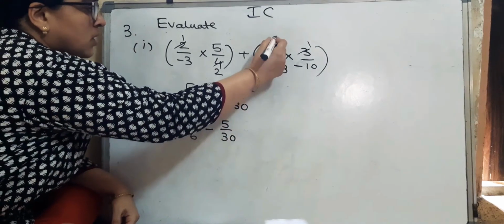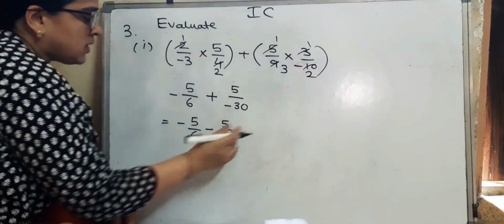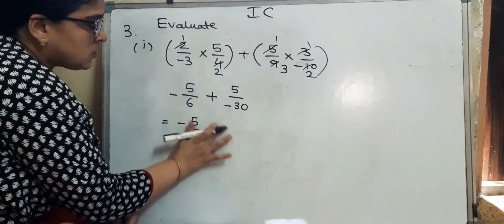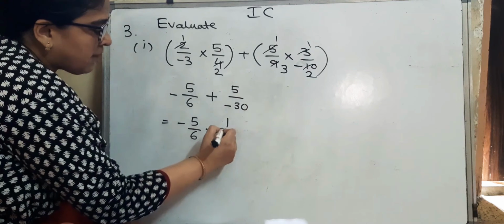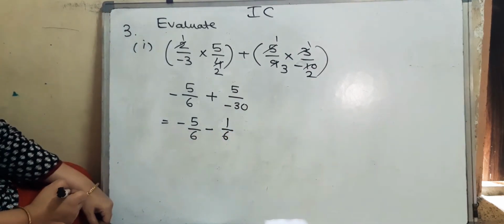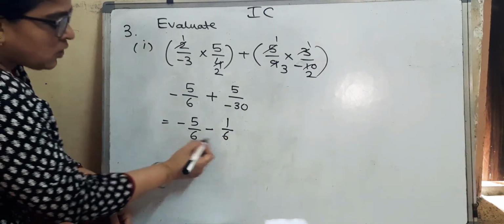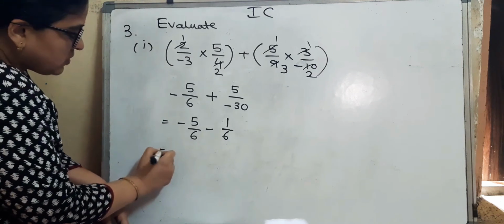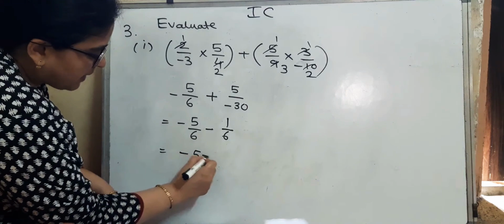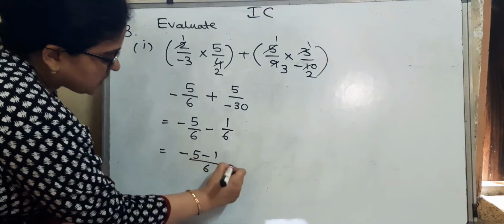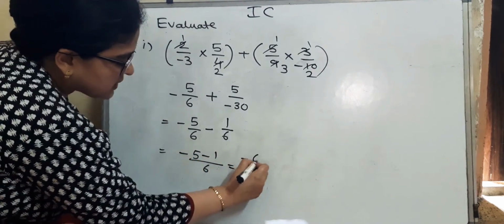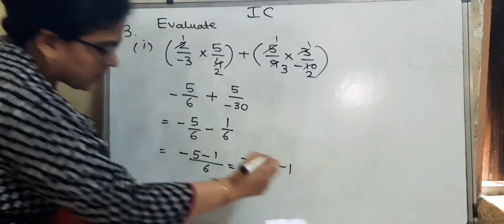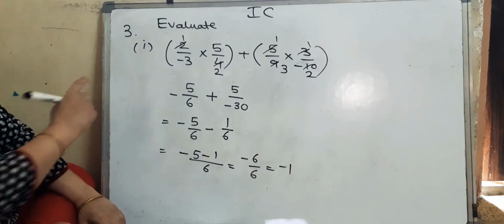Again this one is also cutting down, 5 twos are 10. So it will turn into 1 upon 6, right? Now this denominator is equal, so there is no need of LCM, right? So here minus 1, minus 5, minus 1 upon 6, minus minus plus. So minus 6 upon 6 is equal to minus 1 is the answer. This is the first one.